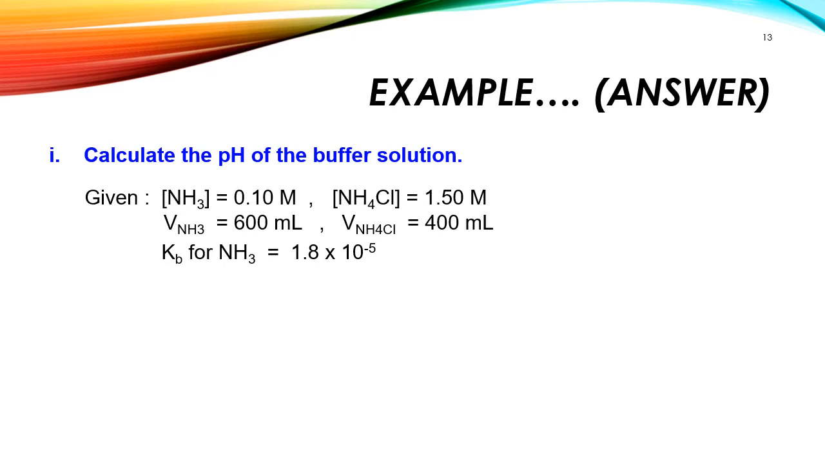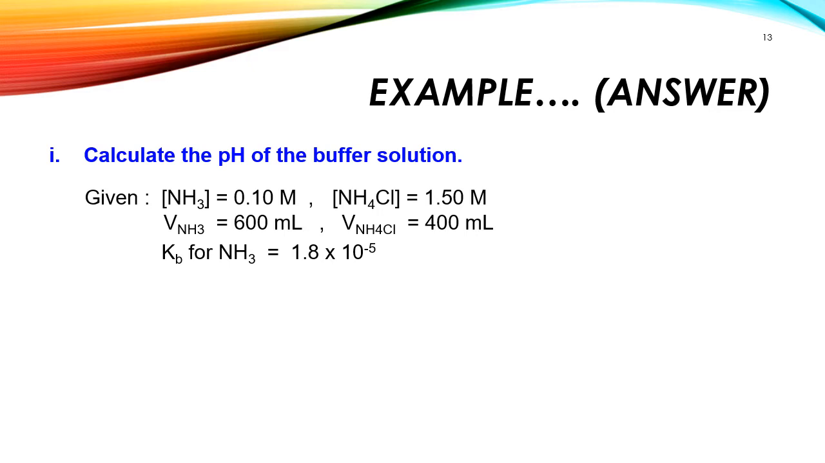First question is, calculate the pH of the buffer solution that contains 600 ml of 0.10 molar of ammonia and 400 ml of 1.50 molar of ammonium chloride. The Kb value for ammonia is given 1.8 × 10^-5.